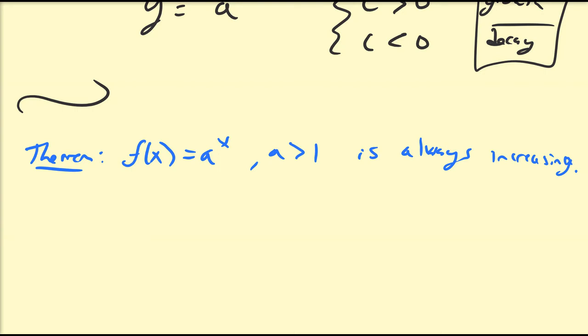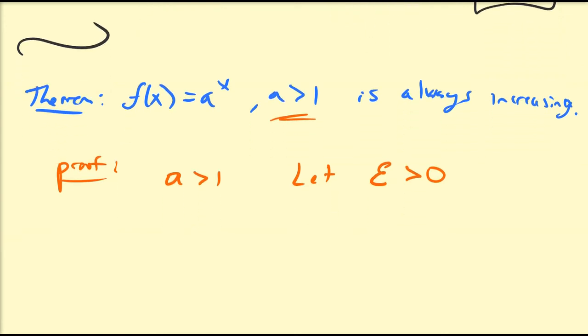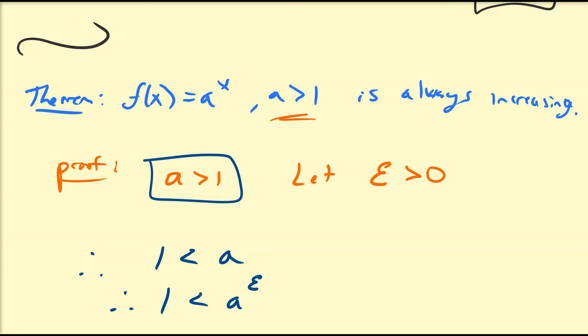And if you know calculus, there's some alternative ways to do this, but let's put that aside for now. Let's do an algebraic approach to this. So we know that a is bigger than 1 by assumption. So we're going to let epsilon be some positive number, but let's assume it's just really, really close to 0, but still positive. So if a is bigger than 1, then we know that this is the same as writing 1 is less than a. So if a is bigger than 1, then if we raise that to a power of epsilon, then this also is going to be true.